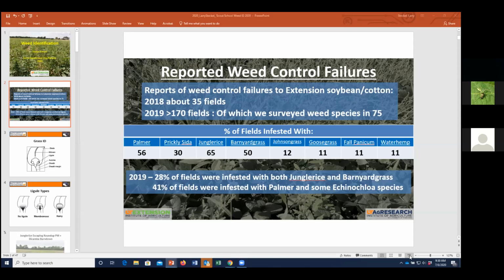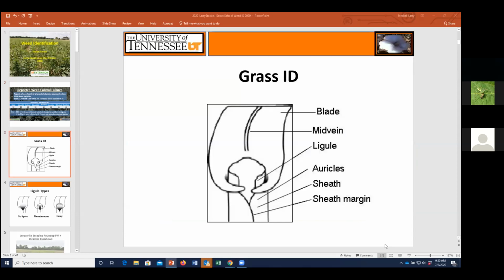Also, we're starting to see palmer amaranth still out there a good bit, prickly sida, some others. But most of us can identify broadleaf weeds pretty well. When it comes to grass weeds, it's a little harder, a little more of a challenge. And so Clay is going to take it over from here and talk about grass management. Or I guess grass ID, not management, sorry.